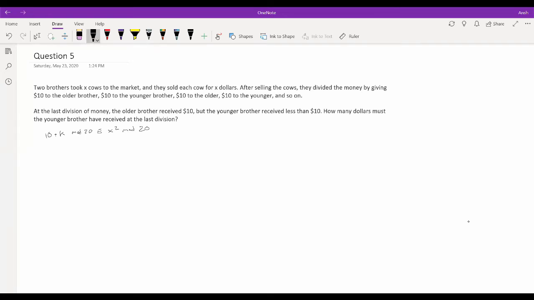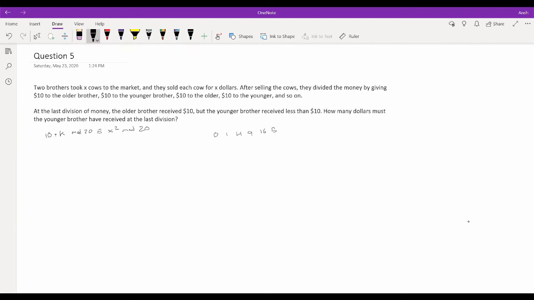Now, we want to find a number x squared such that in mod 20 it is in the form 10 plus k. We can go about this by just writing out all the squares in mod 20. So 0 squared would be 0, obviously. 1 squared would be 1. 2 squared would be 4. 3 squared would be 9. 4 squared would be 16. Now 5 squared would be 25, but that mod 20 is 5.